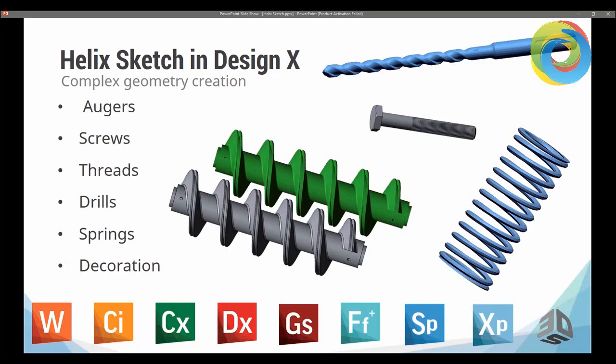Very common applications where you would use a helix sketch are with augers or screws or threads. But there are also some drill and spring applications that can be a little more complex if the springs are compressed or if there's a double helix of sorts. And in some cases, there are even decorations that have helical shapes where you're being asked to model this. A helix sketch can be used to make your life a little bit easier to describe more free-flowing geometry as a helical shape rather than just an arc or a line.